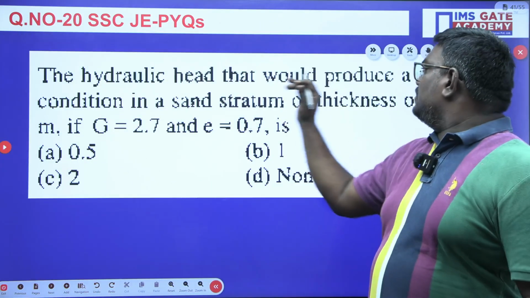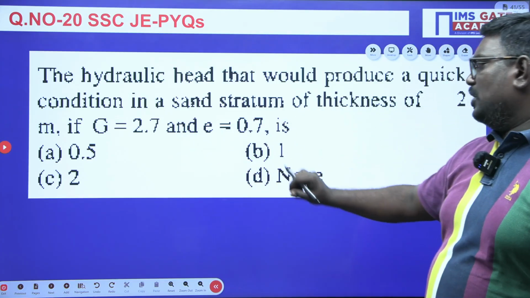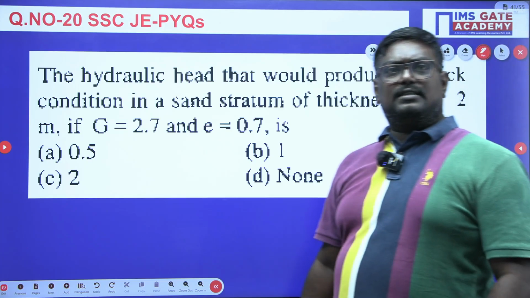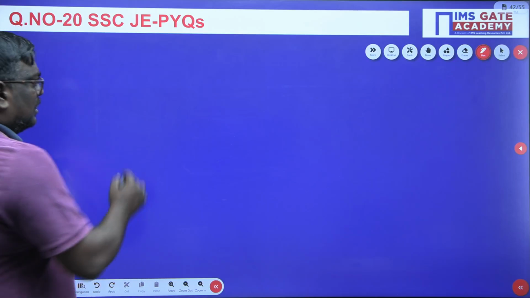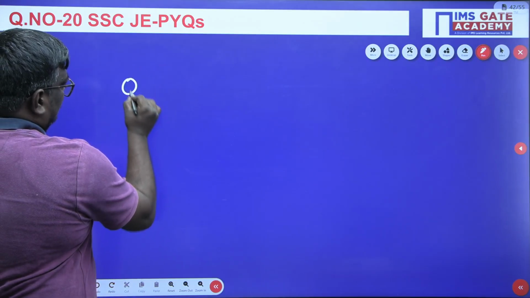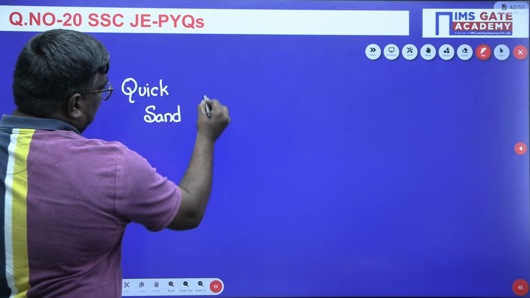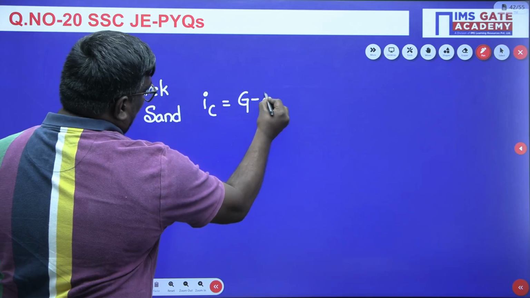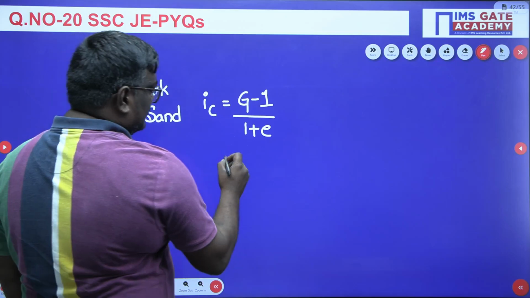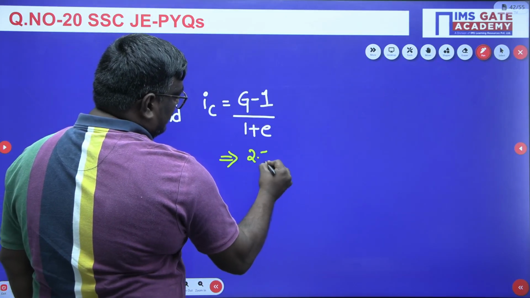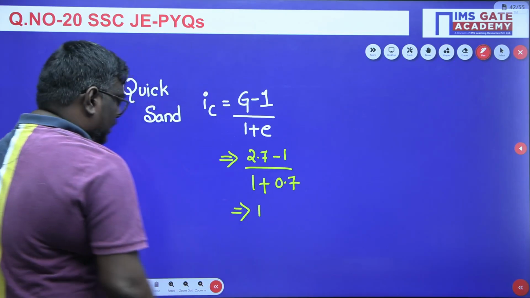Now see, the hydraulic head at which the water produces quicksand condition in the sand stratum of thickness 2 meter, if G is 2.7 and E is equal to 0.7, what is the hydraulic head he is asking. And remember here thickness is also given, sir. Now see students, in case of quicksand condition, the hydraulic gradient will be taken as critical hydraulic gradient, and the critical hydraulic gradient is given by the formula G minus 1 upon 1 plus E. Here G is given as how much, sir? 2.7 minus 1 upon 1 plus E. E is given as how much, sir? 0.7, I think.